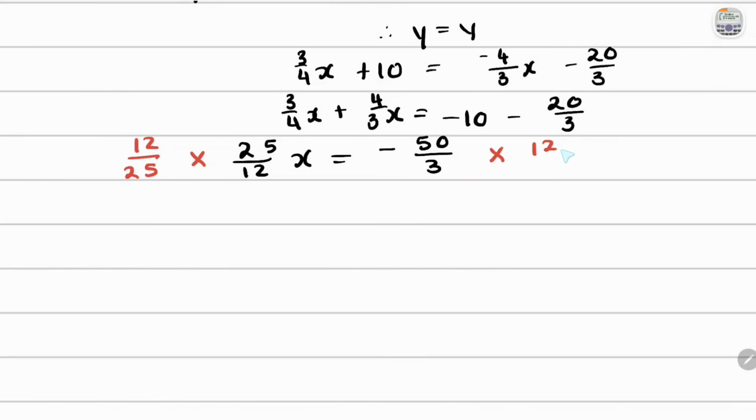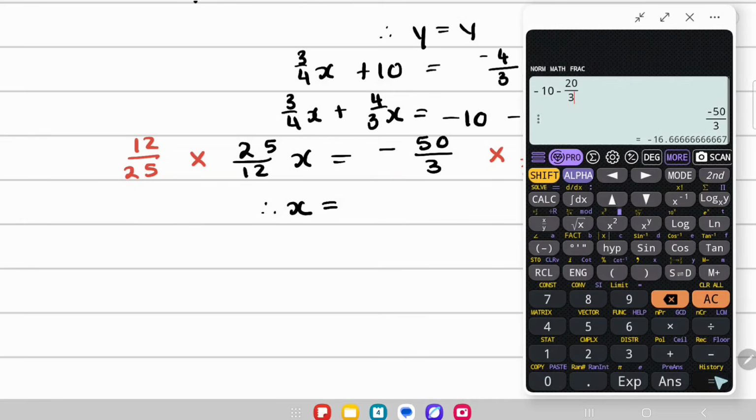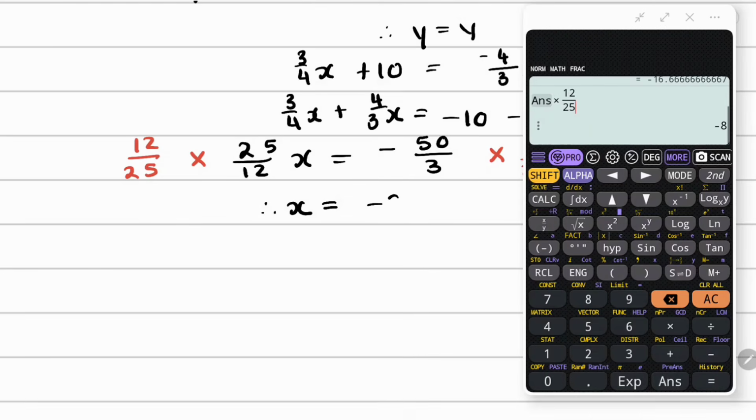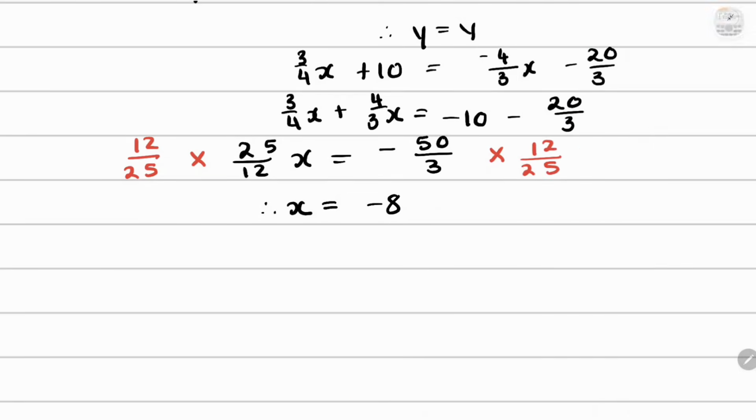So this is an equation. So what you do on the one side, you must do on the other side. So therefore, x is equal to, and you can just find that on the calculator. That's perfectly fine. So multiply by 12 over 25, which gives us negative 8. Okay, just like they said the x value was going to be.